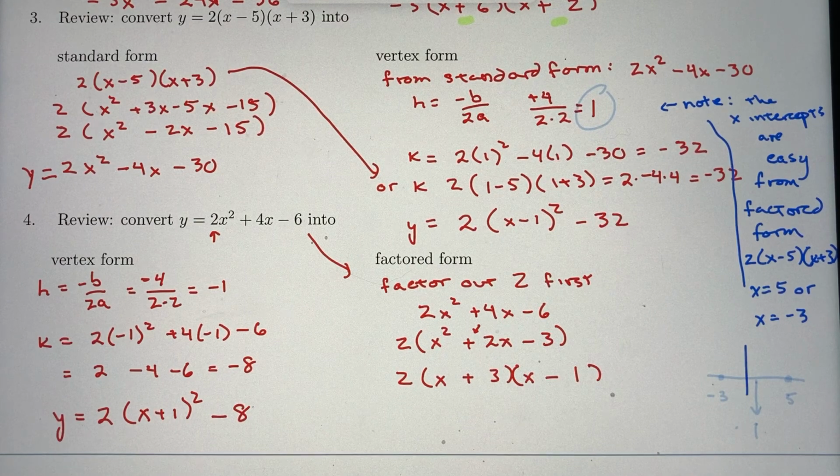We've done this before without going through standard form by plotting the two intercepts, the x-intercepts, and then realizing that the vertex is midway between them. So we can get that same number that way.